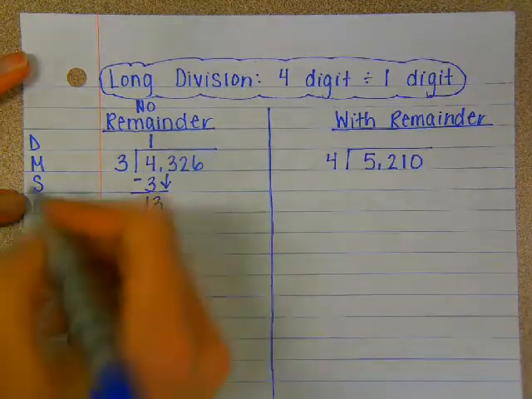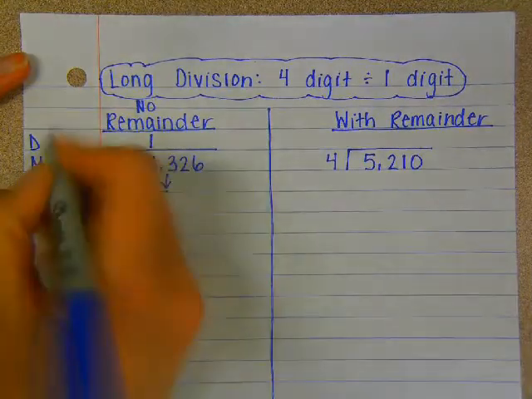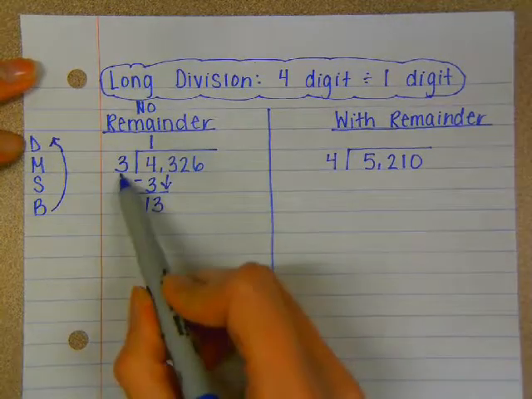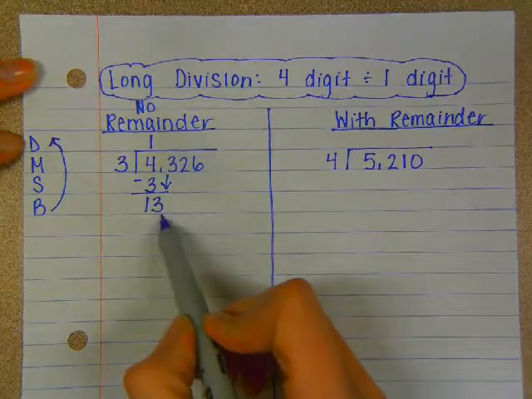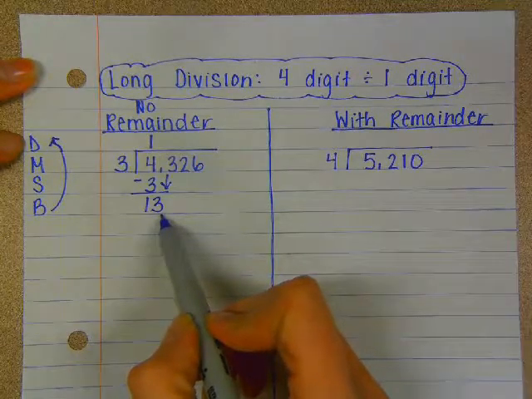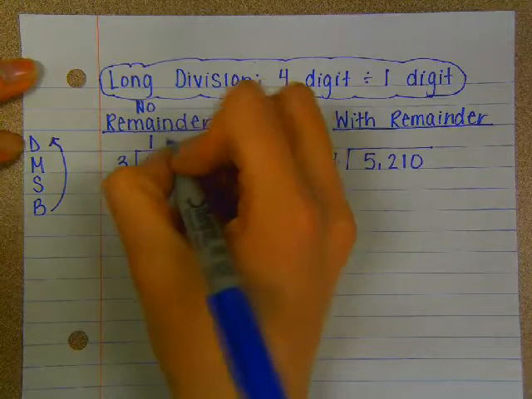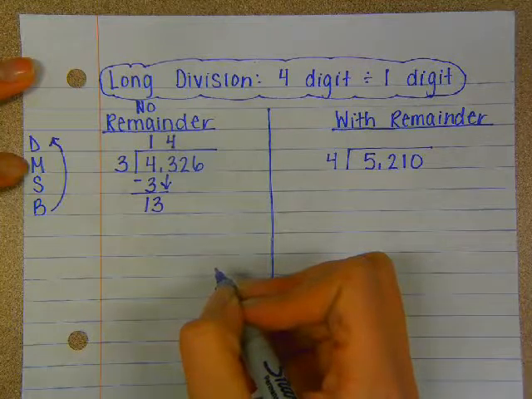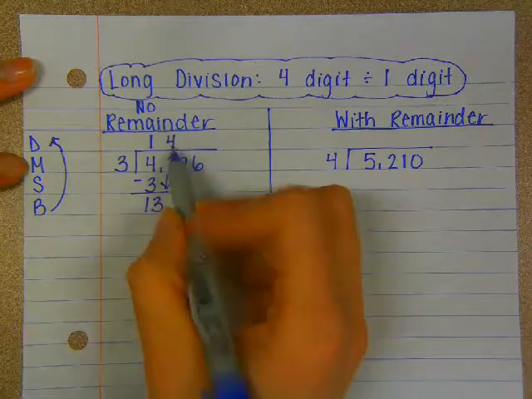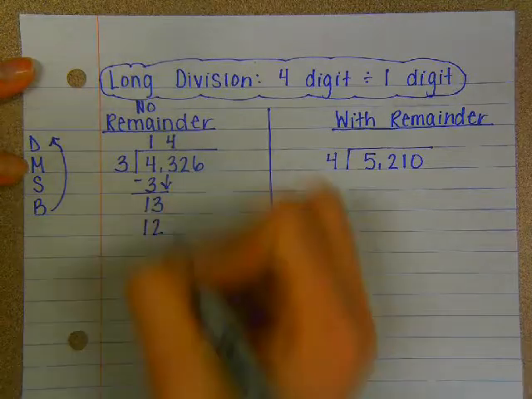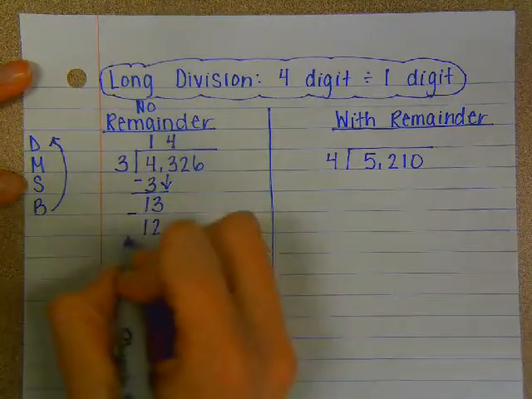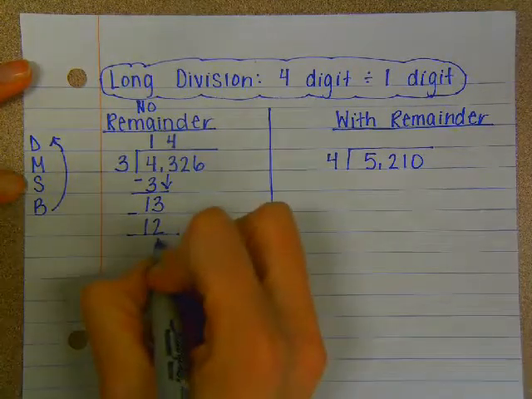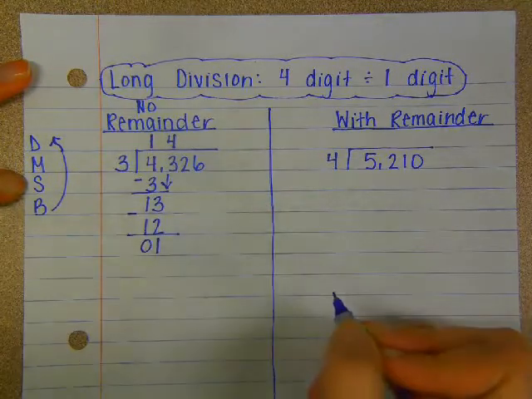So now I am going to repeat my steps. So I'm now going to ask myself, how many times can 3 go into 13 without going over? I know that 3 can go into 13 4 times without going over. So now I need to multiply. 3 times 4 equals 12. When I subtract 13 minus 12, 3 minus 2 is 1, and 1 minus 1 is 0.